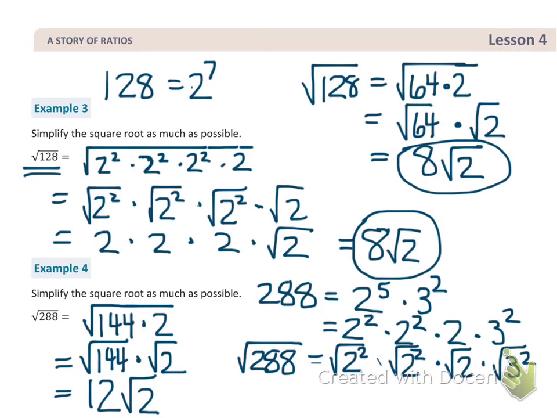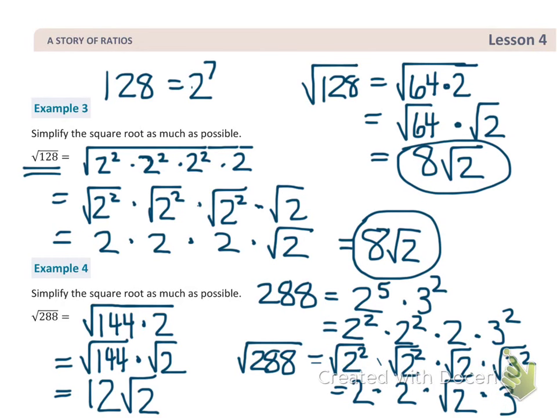Okay, so this is going to give us square root of 2 squared is 2. And again, 2. Here's our square root of 2. And the square root of 3 squared is 3. So you're going to see that if I take the 2 times the 2 times the 3, I'm going to get 12 times the square root of 2, which is the same result as over here.